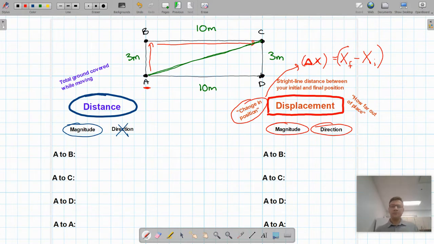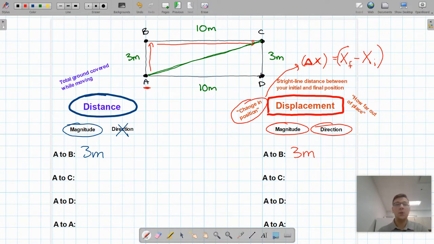Okay, so let's go ahead and take a look at the difference between distance and displacement, moving from A to B, A to C, A to D, so on and so forth. So the first one here is the distance from A to B. That's easy, it's just 3 meters. Now on the flip side, the displacement from A to B, also 3 meters. They both moved in the same direction. So whenever you're moving in a straight line and you don't change direction, the distance and displacement are going to be the same thing, okay?